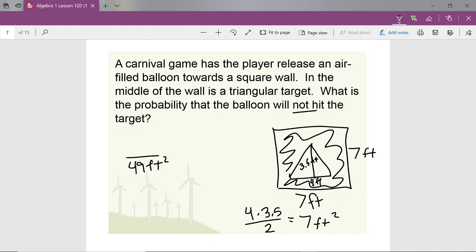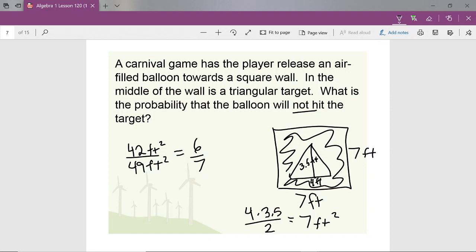Well, if the total thing is 49 square feet, then 49 minus 7 gives me 42 square feet that it could be in. Then the probability of the balloon not hitting the target, reduced, is 6/7. The complement of that, 1/7, is the probability that the balloon will hit the target, that it will go in that triangle.